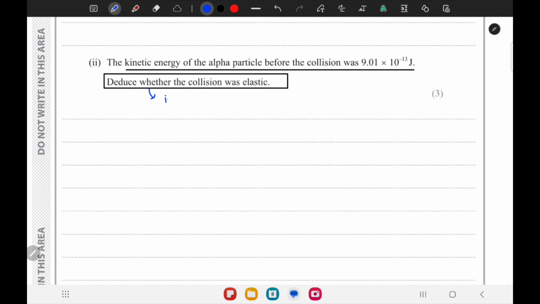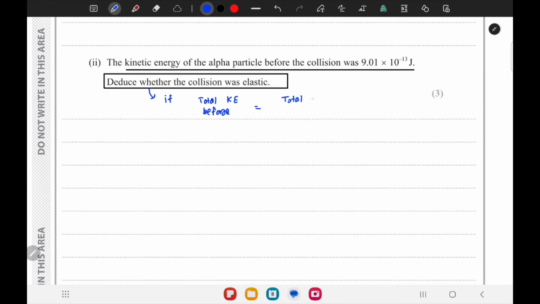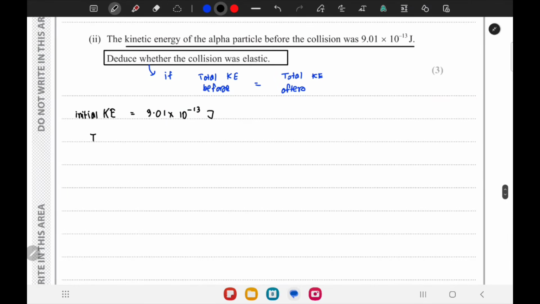The collision is elastic if the total KE before collision is the total KE after collision. Now the total kinetic energy before, so the initial KE, is given over here, which is 9.01 into 10 to the power minus 13 joules. We have to find the total final KE.